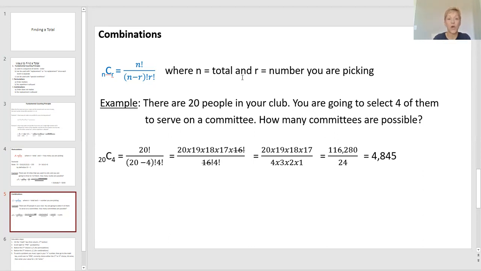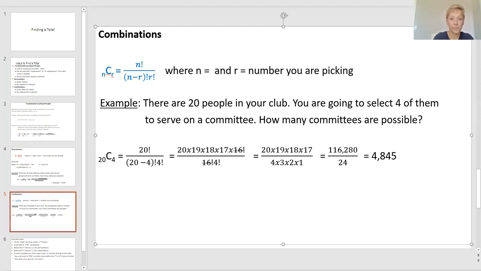All right, so I went to see how many were there total. There were 20 people total, so my N is 20. And then how many am I picking? It says you're going to pick 4 of those 20 to be on your committee. So my R ended up being 4. So all I did was go back and replace these N's with 20s and those R's with 4s.